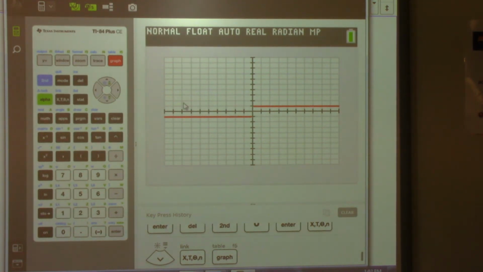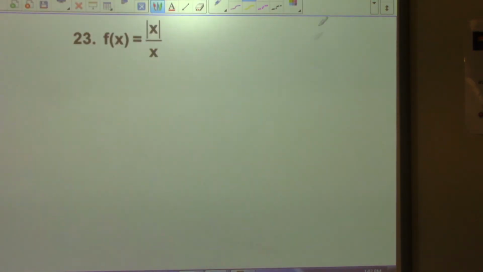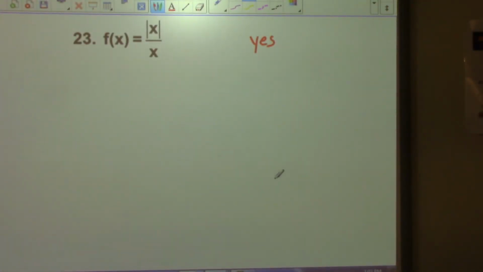Jump. That is a jump discontinuity. And this, using an absolute value, is the only way I can think of algebraically to make it work out. So we call this yes, right? Is this a removable or non-removable discontinuity? Non-removable.